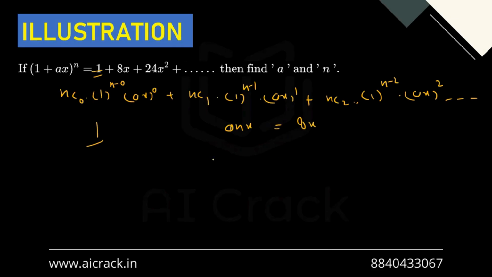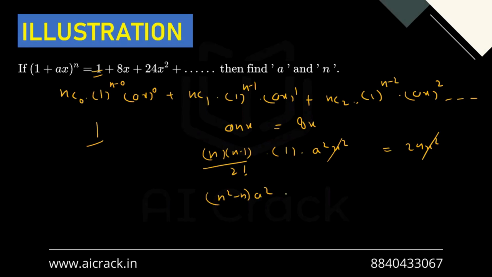Now the third term, that would be nC2. nC2 would be n(n minus 1) divided by 2 factorial. I have done the shortcut. You can refer to any book for the shortcut. So you can write nC2 quickly like this, rather than writing n factorial divided by (n minus 2) factorial multiplied by 2 factorial. You can write it like this, multiplied by 1, and that would be a square x square, right? And this equals 24x square. This gets cancelled. Now let's multiply these terms. So we'll be getting (n square minus n) multiplied by a square equals 48. So a square n square minus a square n equals 48.